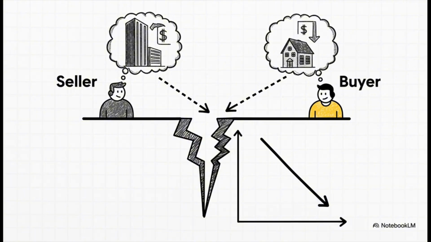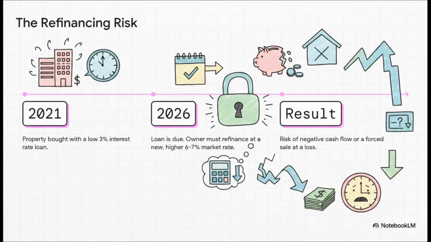You end up with this massive gap between what sellers want and what buyers can pay, and the result? Nothing. The market just grinds to a halt. Total gridlock. And honestly, it gets even worse.